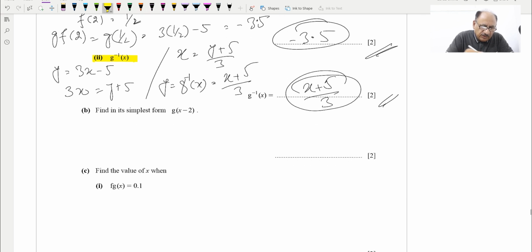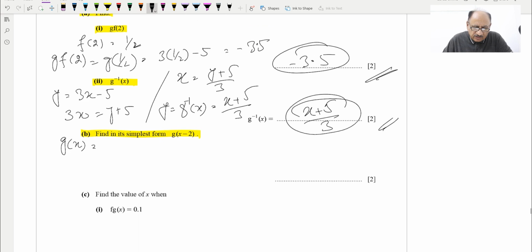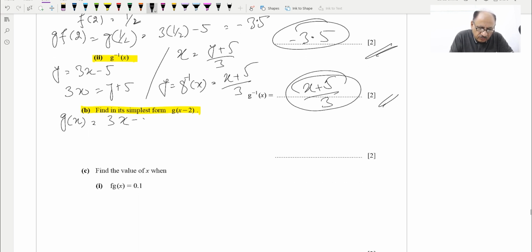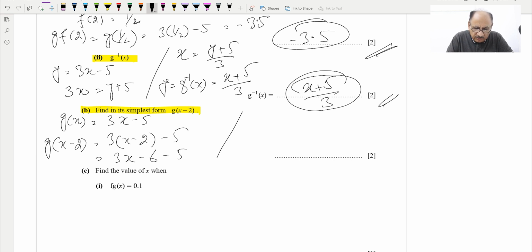Now find, in its simplest form, g of x minus 2. G of x is given, which is 3x minus 5. So we can find g of x minus 2. x will be replaced by x minus 2, and then minus 5. So it will be 3x minus 6 minus 5, which is equal to 3x minus 11. So 3x minus 11 will be our final answer for 2 marks.